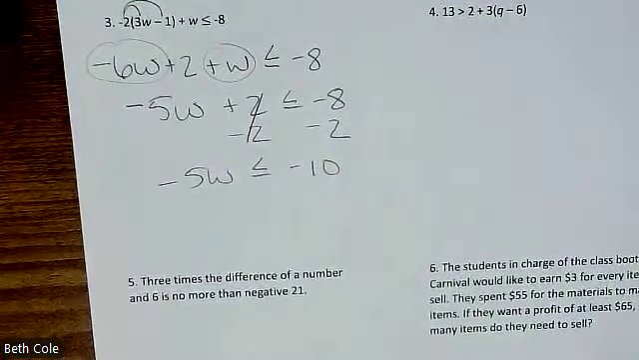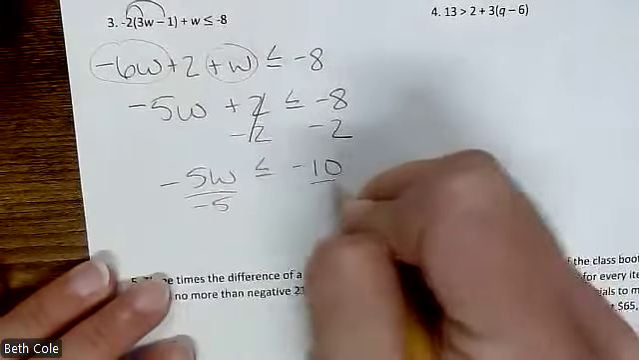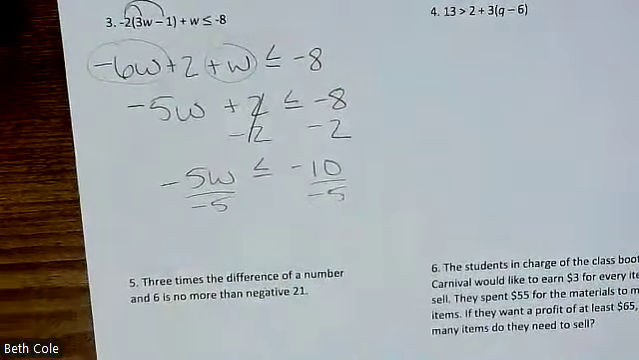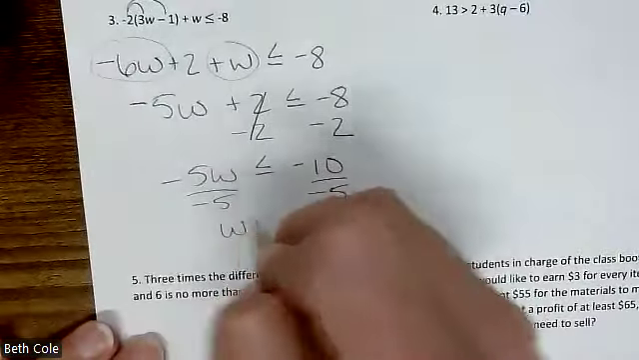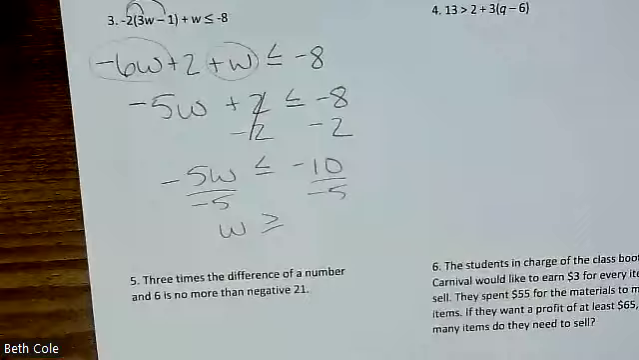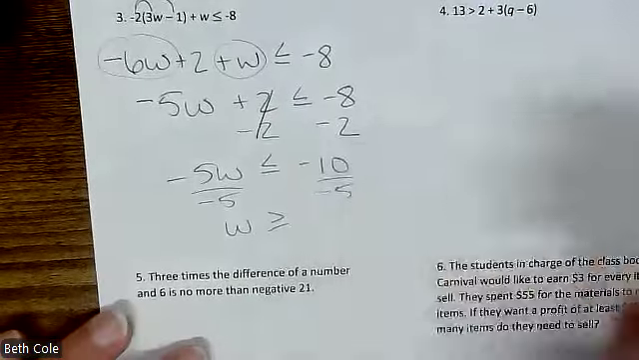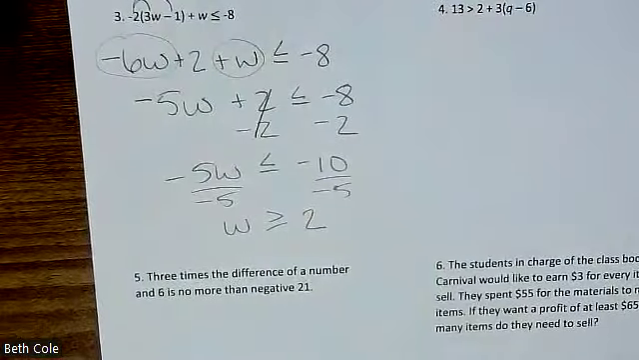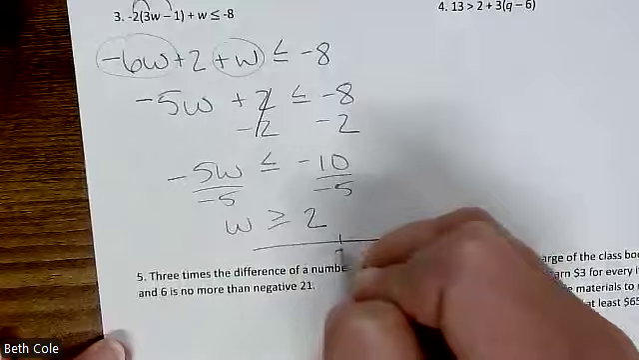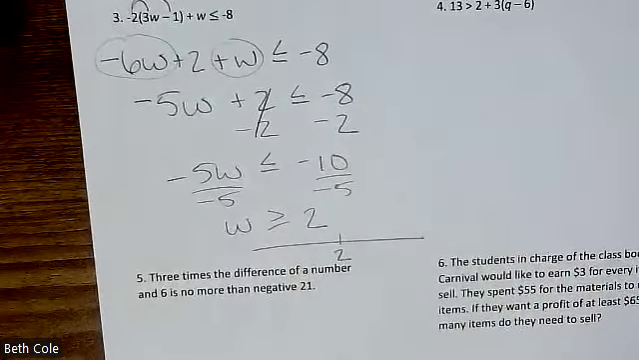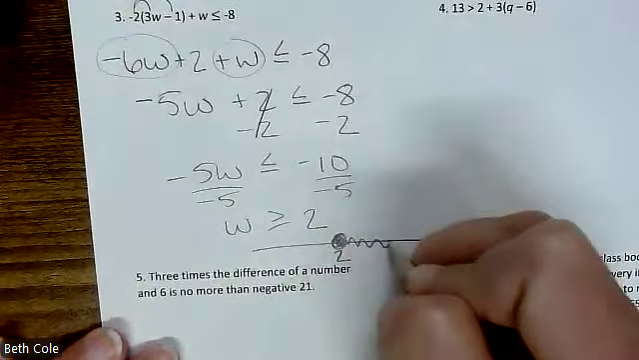Still with me? I'm going to do a couple more. Now we're going to divide by a negative 5. Ooh, I divided by a negative. You got to flip the symbol the other way. It's very easy to do, but it's very easy to forget to do. So you just got to be careful. Negatives cancel. So positive 2. Lovely. Draw your number line. The only number you need on it is 2. Closed circle and to the right.